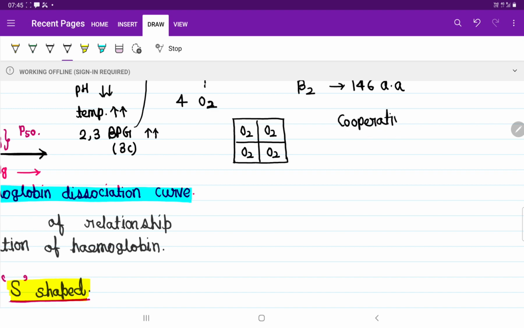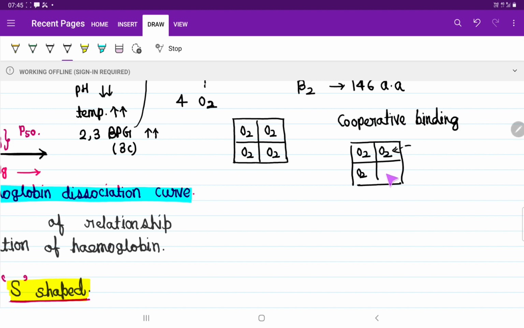What is this cooperative binding? We have a molecule of hemoglobin and it has 4 heme, and oxygen has to bind one by one. First one oxygen binds. When this first oxygen binds, it promotes binding of the next oxygen. So the next oxygen has more affinity to the hemoglobin molecule. Now 2 oxygen molecules are bound, and for the third oxygen molecule, the affinity to the hemoglobin increases hundreds of times, right?